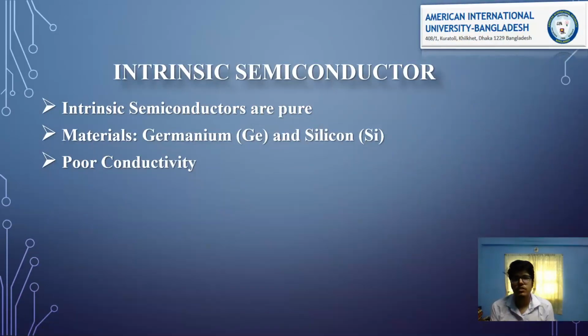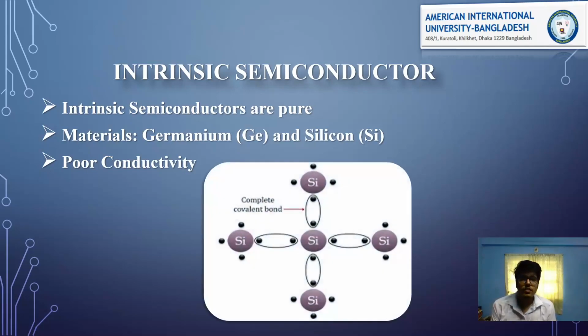So intrinsic semiconductors are pure and made of tetravalent elements like germanium and silicon. So it has poor conductivity because it's a pure element that does not provide any free electrons or any holes. So the conductivity of an intrinsic semiconductor is poor. As you can see in the picture, there is a complete covalent bond. So there is no way to have good conductivity.